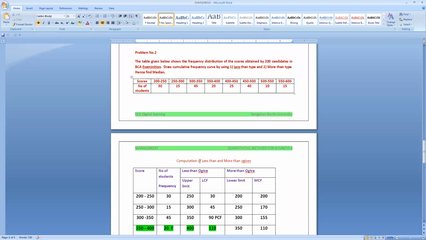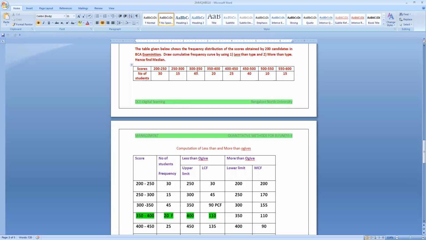Let us see the second question. The table given below shows the frequency distribution of the scores obtained by 200 candidates in the GFGC examination. Draw the cumulative frequency curve by less than type and more than type, hence find the median. Here the question gives the class intervals as well as the frequency.